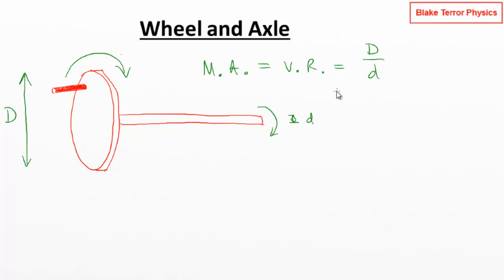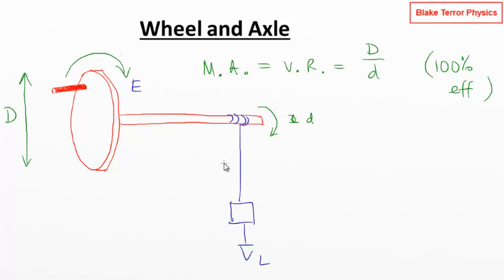Now, how is this of any use? Just putting on there, that's 100% efficiency. I mean, things will change when it's not 100% efficient. How is this of any use? Well, quite often we'll be wrapping a rope around here, which would then be hanging down. We're going to have some load. So this is going to be our load. This is going to be our effort that we're applying.